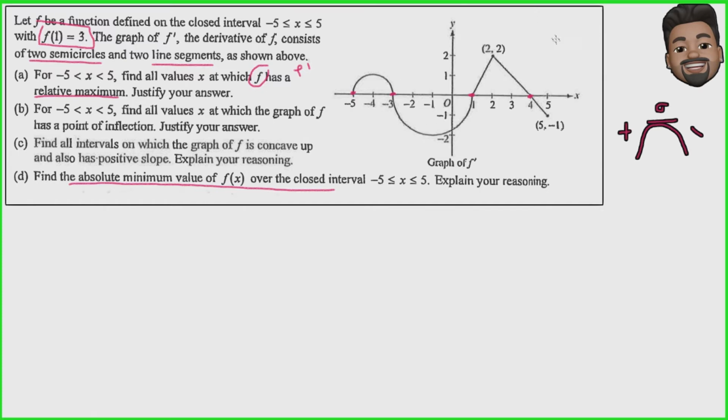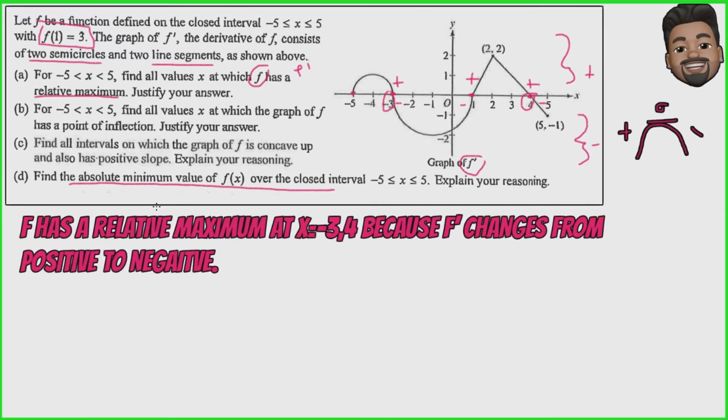And what's happening? Well, anything up here is positive. Anything down here is negative. So that tells us then, because this is the graph of f prime and we're thinking about f prime, this is positive to negative, negative to positive, positive to negative. Well, where do you need to have a relative max? Well, when we go from positive to negative is at -3 and at 4. So I'm going to go ahead and write this right here for part A. So finally, I can conclude f has a relative maximum at x equals -3, x equals 4, because f prime changes from positive to negative. And that'll complete part A.